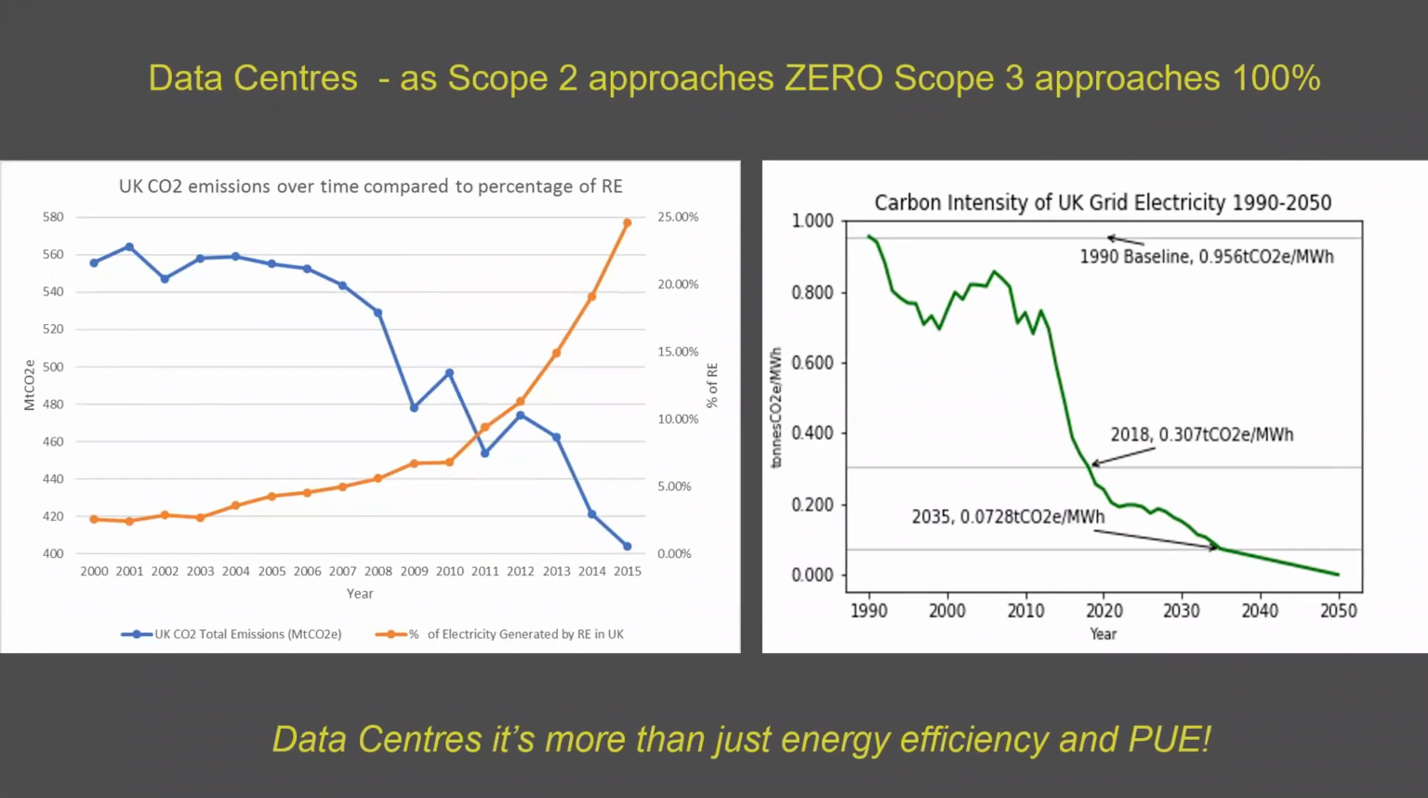One thing that you need to be aware of is Scope 2, that's the carbon intensity of electricity. As that reduces to zero as we move into renewables, Scope 3 emissions will start to move up to 100%.